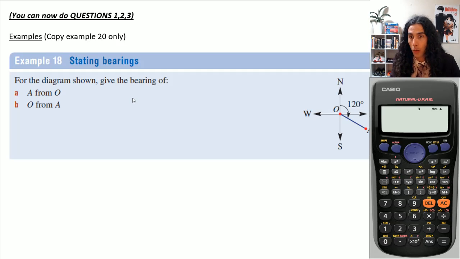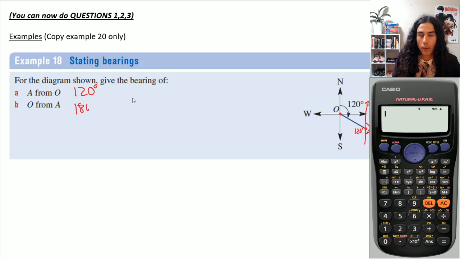So the bearing, nice and simple here. A from O, that's 120, done. O from A, that's that angle all the way around there. Ooh, how am I going to do this one? I think I'm going to use alternate angles. That's 120 there, plus the 180. 180 plus that 120 is 300.